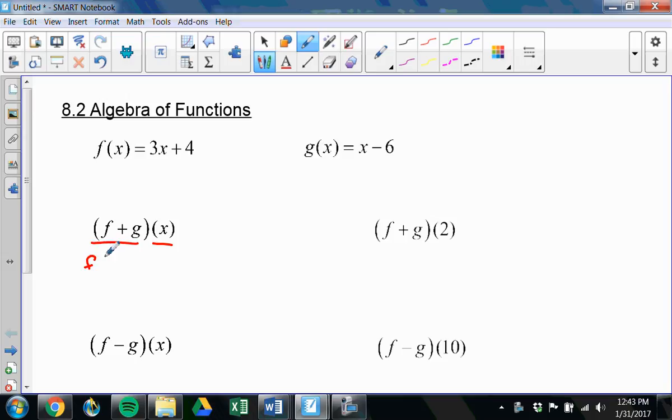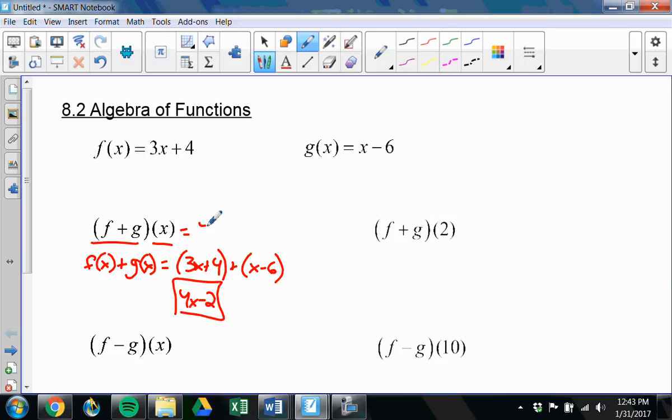Well, this right here says f plus g of x. That means I'm going to take my f of x function and add it to my g of x function. Well, f of x was 3x plus 4. g of x was x minus 6. I add these up and I get 4x minus 2. So f plus g of x is 4x minus 2.